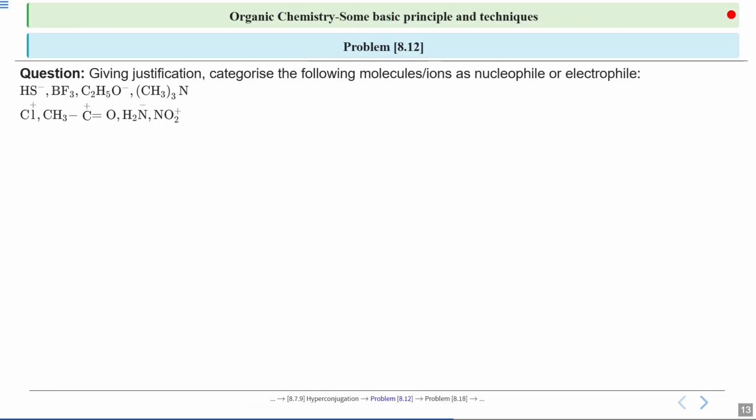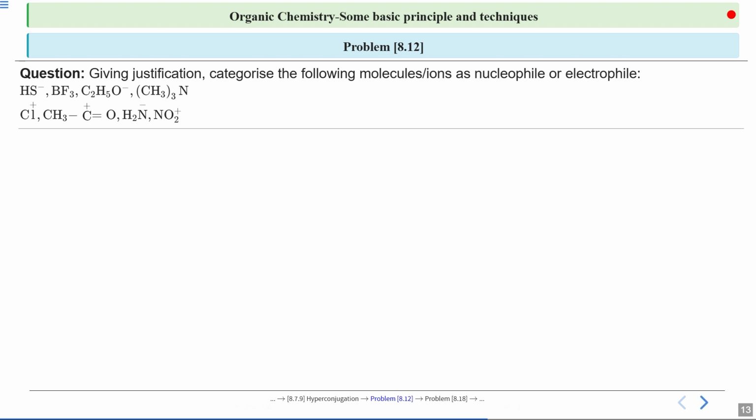Now we will do some questions. So this is problem number 8.12. Giving justification, categorize the following molecules and ions as nucleophiles and electrophiles. So you have HS minus, BF3, C2H5O minus, (CH3)3N. Then you have Cl plus, CH3-C double bond O, where C contains a positive charge. Then we have NH2 minus, N2O plus, and NO2 plus.